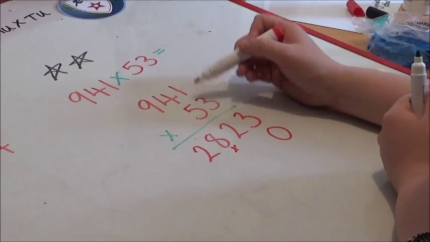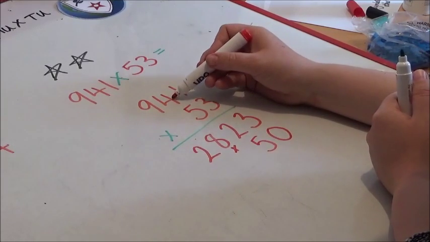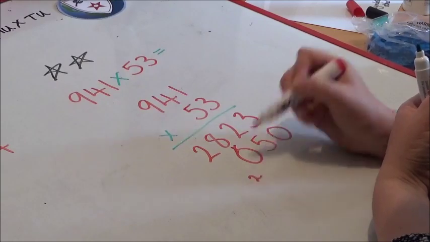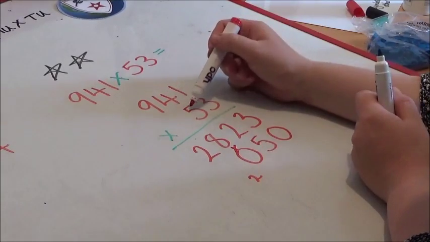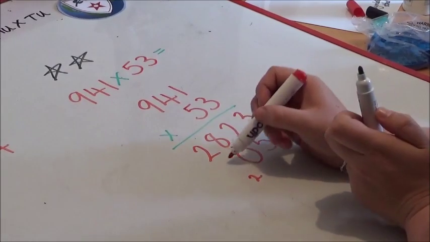So now I can go 5 times 1 is 5, 5 times 4 is 20, put the 0 here and carry the 2 into the next place value position, and 5 times 9 is 45, add the extra 2 is 47.